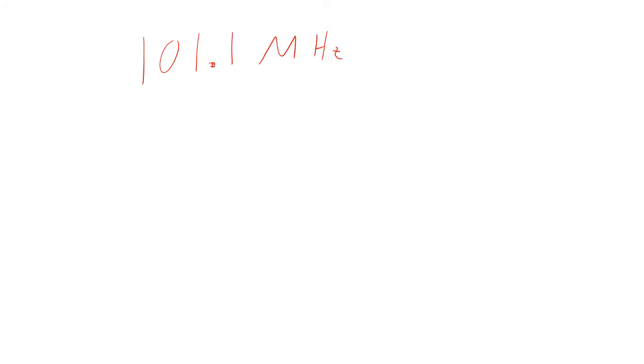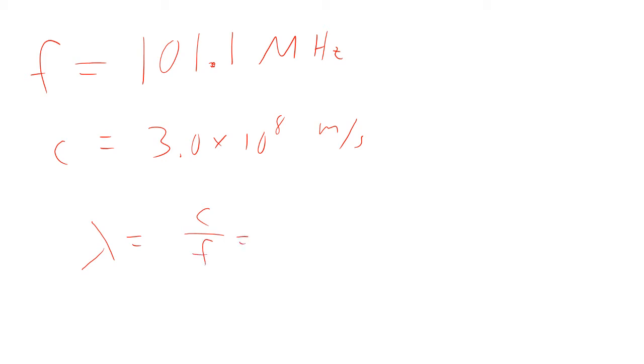It's on the FM dial. The megahertz is the frequency, and radio waves move at the speed of light. The speed of light is 3 times 10 to the 8th meters per second. And so what we find is that the wavelength is going to be c divided by f. That will be 3 times 10 to the 8th meters per second divided by 101.1 megahertz. Mega is 10 to the 6 hertz.